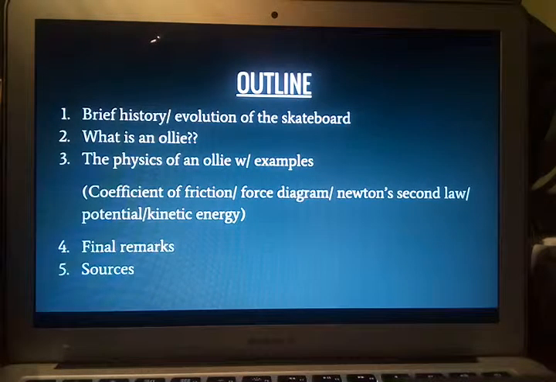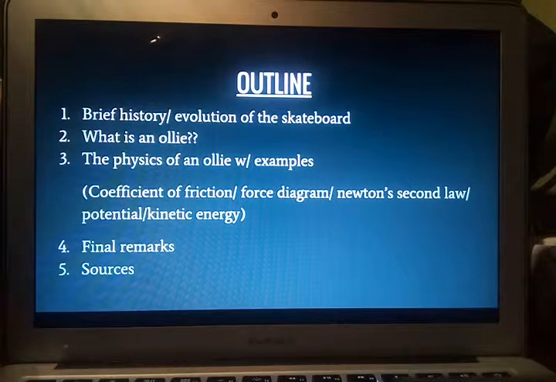For those of you that have never seen it, I'll show a brief clip. And of course, I'll be talking about the physics related to an ollie. This includes the coefficient of friction and how much force is required to propel a skateboard along different surfaces depending on the wheels. I'll be showing a force diagram and how the forces are distributed when the ollie is being performed. And I'll be talking about Newton's second law, which relates force with mass and acceleration.